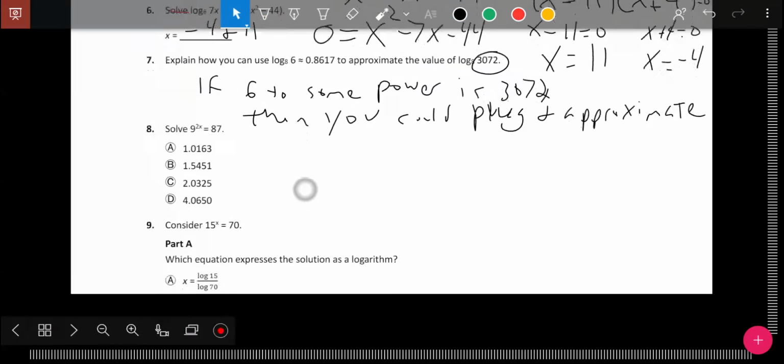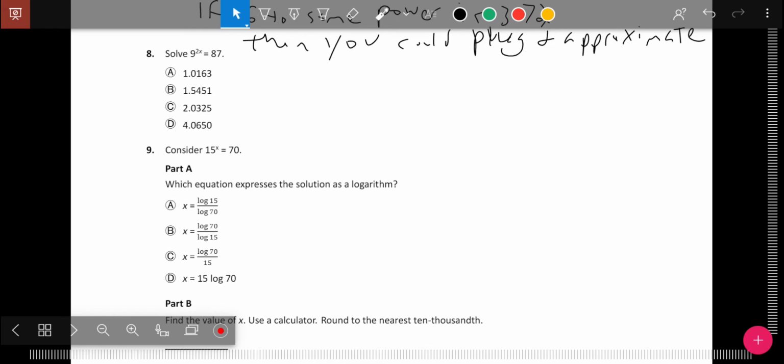Number 8, x is an exponent. How do I solve it when x is an exponent? X is up high as an exponent. I have to get it down, which means I log both sides. Log both sides. The whole point of logging both sides is that now you can put the 2x down.